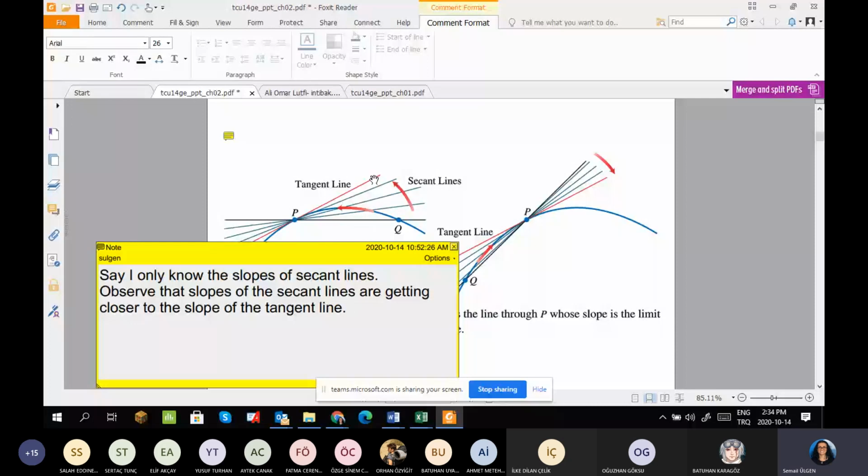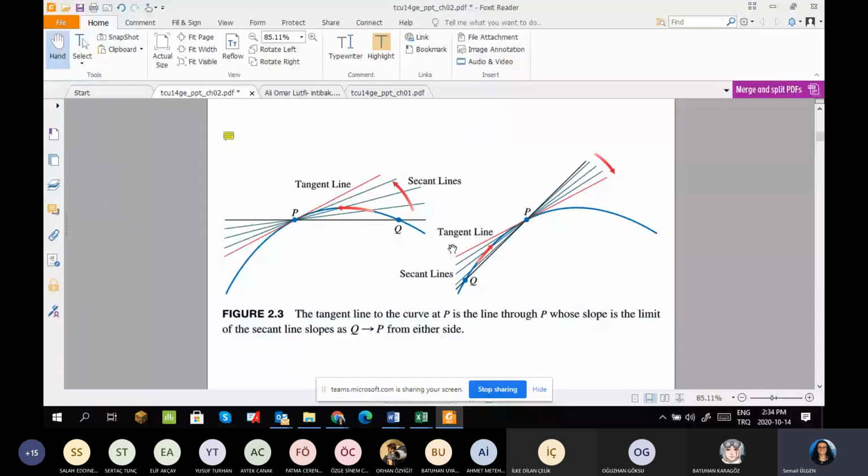Observe that the slopes of the secant lines are getting closer to the slope of the tangent line. All right, that's the story of it. That's where differentiation comes from. Differentiation theory comes from it.